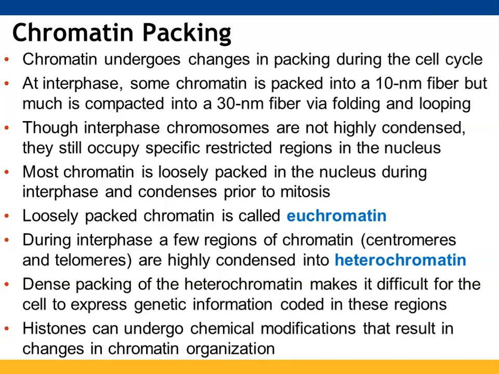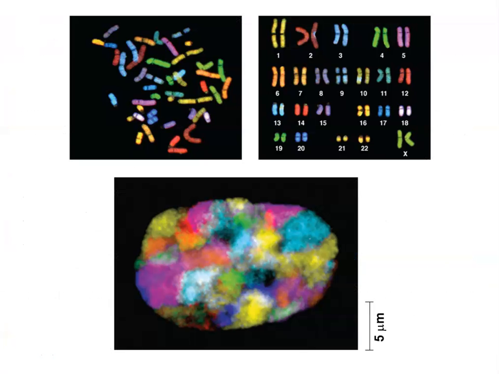When that is taking place, the dense packing of it makes it difficult for any sort of transcription process to occur, for the genetic information to be expressed. And so histones, when they are modified, can cause changes in how the chromatin is organized. So there you see different colors representing your different chromosomes, and there you see specific locations. You can see from the colors where you're likely to find those chromosomes in the nucleus.